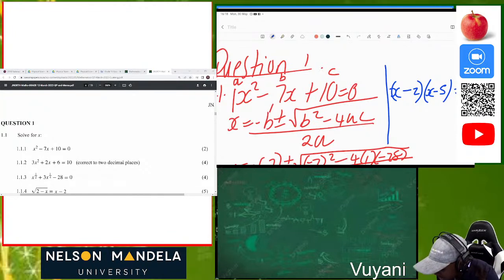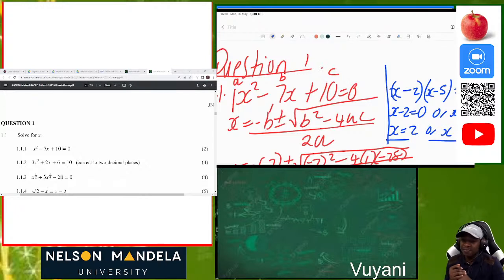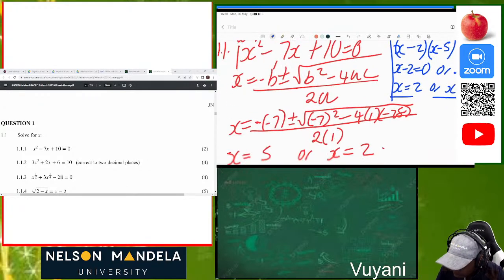So that's already giving us x minus 2 is equal to 0, or x minus 5 is equal to 0. Then your x will be equal to 2, or your x will be equal to 5. Then you get your marks fully. So you can use one of the two methods, but method A is the quadratic formula. Don't worry about many things. Quadratic formula, press your calculator, then you get your correct answer.